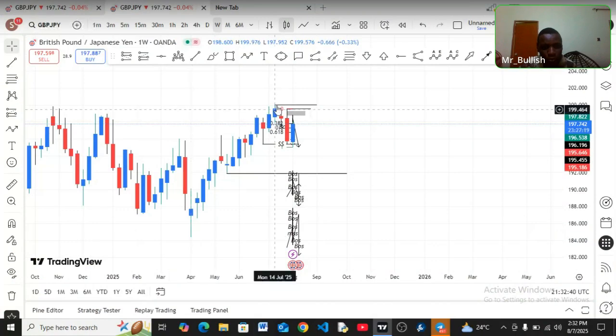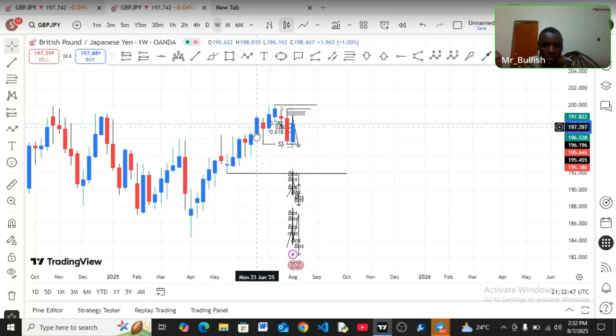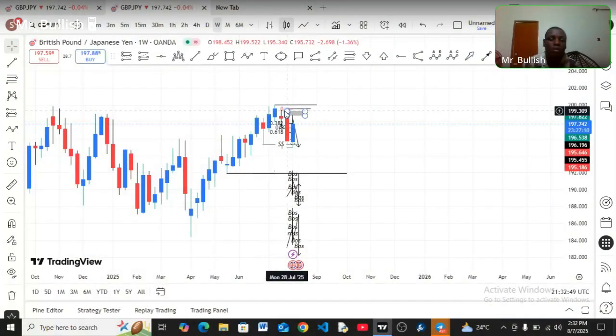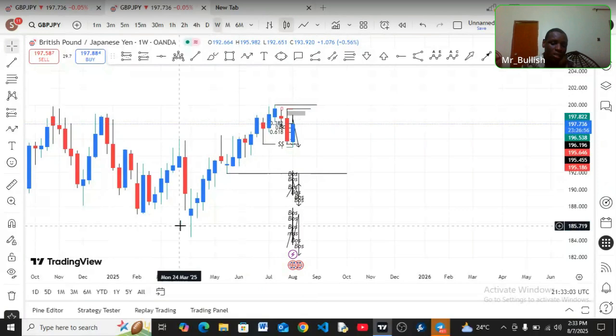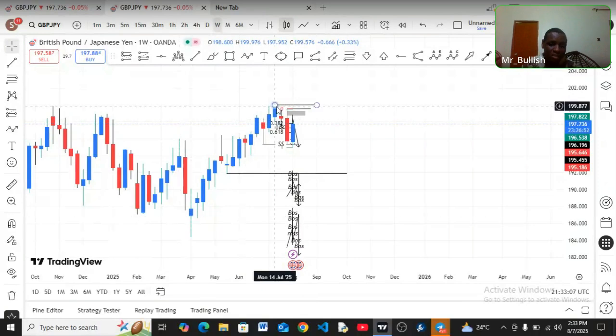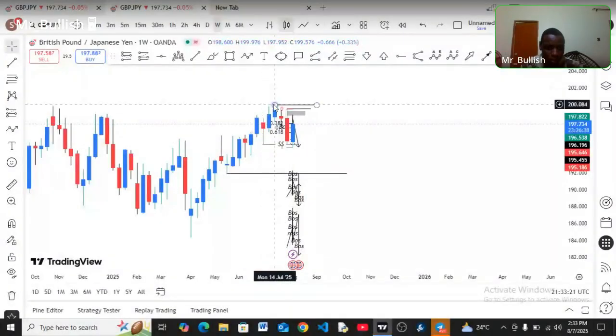Okay, let's count something. 1, 2, 3, 4, 5, 6, 7, 8, 9, 10, 11, 12, 13, 14, 15. For the past 15 weeks, I think that should be around 3 months and some weeks, the market has been bullish. You understand? That's 3 months and 3 weeks the market has been bullish. Now the market started trending down, coming down from here. So the market has been bullish for some months now.